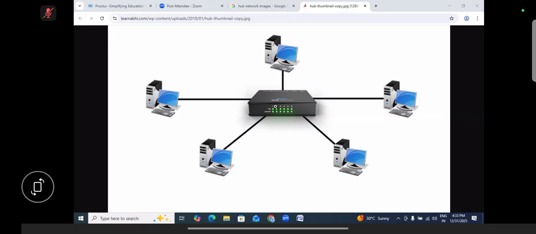But why is Class C preferable? Most of the people don't know. 3 network octets, 1 host octet. Very good. And then how are you going to define it?